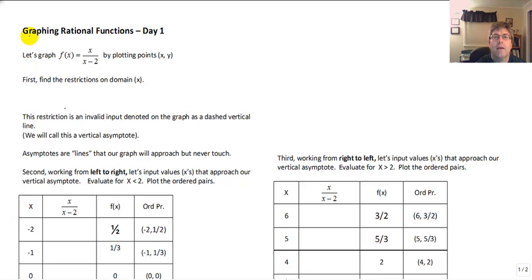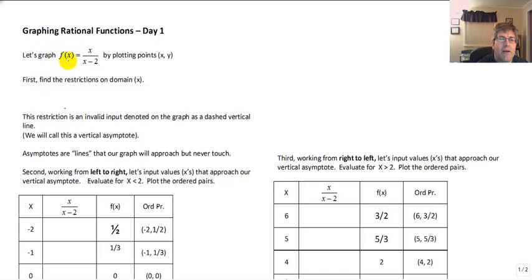Welcome back. In this video, we are going to graph rational functions. I'm going to introduce graphing rational functions by simply plotting points. We're going to choose values for x, input that into our function, find an output y, and then plot the ordered pairs on the Cartesian plane.